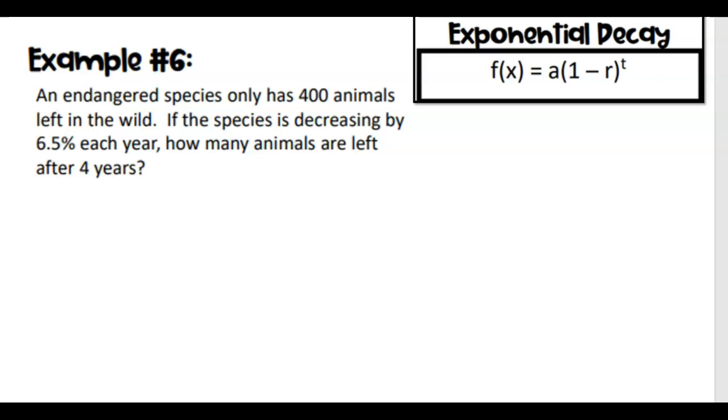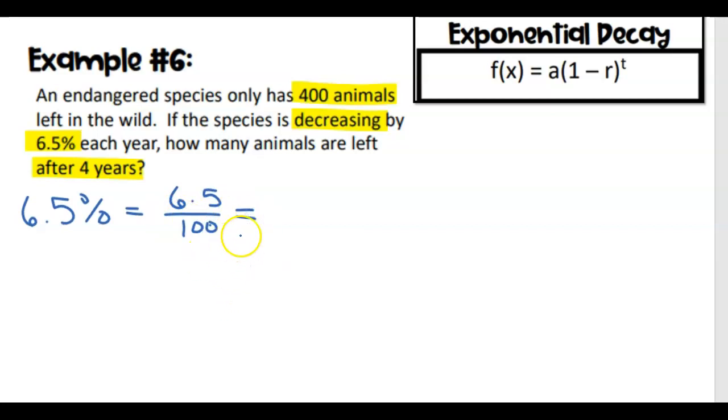Okay, so often biology people use this kind of equation because populations can increase or decrease. So we have 400 animals decreasing 4 years. The word decreasing is the clue that I am supposed to be using a decay equation. The first thing you do when you have a percent is change it to a decimal. I'm sorry, I said it the other way. When you have a percent, change it to a decimal. Whenever you have a percent, change it to a decimal because I need the decimal for the equation.